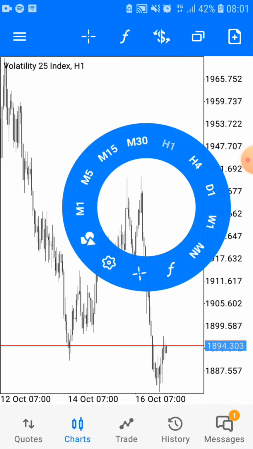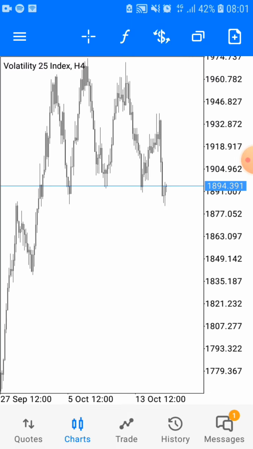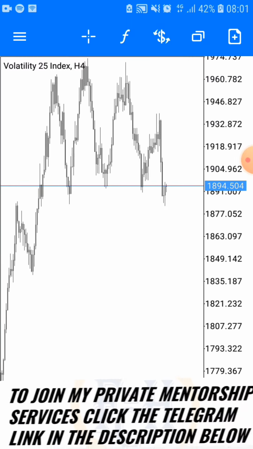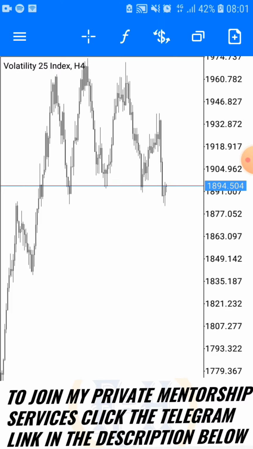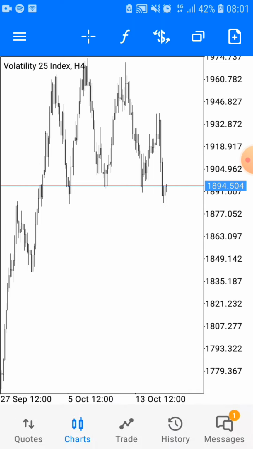So before we say anything else, let's go to the higher time frame, which for me as a day trader, the highest time frame that I normally use is the 4-hour time frame. I normally do not go beyond the 4-hour time frame. You can find some day traders using the 24-hour time frame, some even the weekly, but for me, the 4-hour time frame is the highest time frame that I normally use.